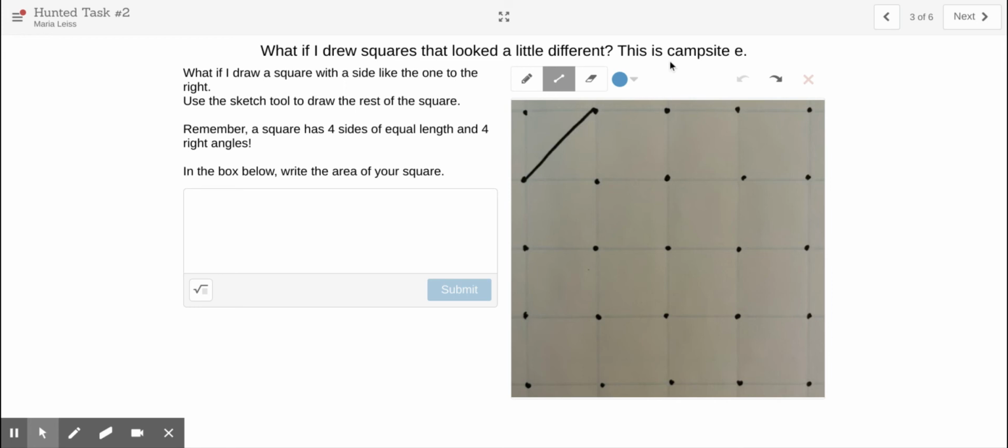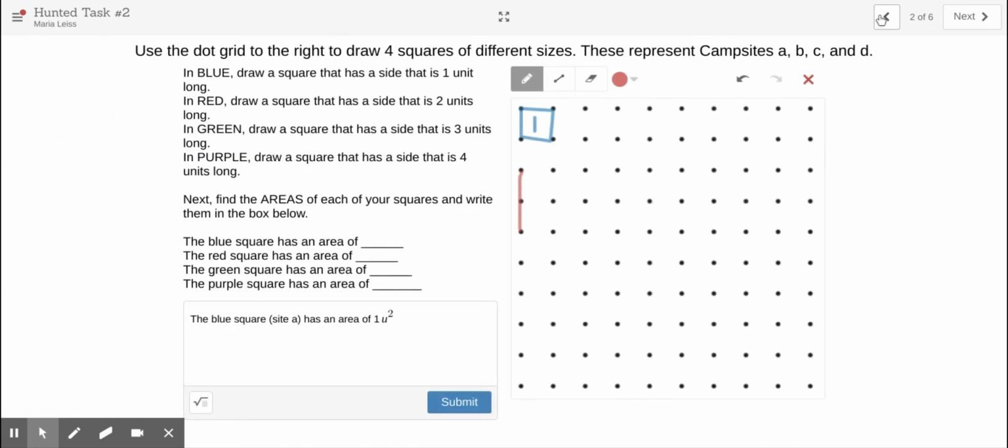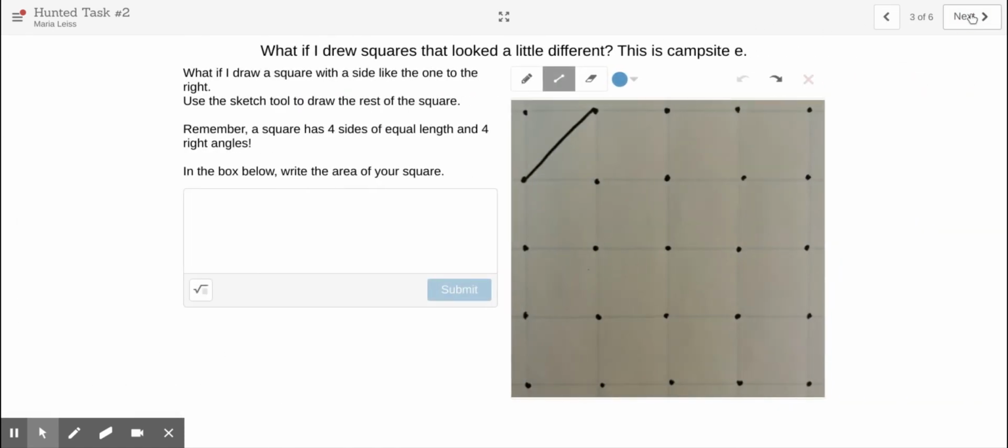Slide number 3 is talking about campsite E. Here's the thing about campsite E. We had to find 8 squares. Well, 4 of them are the easy ones. The next 4 get a little different because now they have to fit areas in around trees. So the next 4 have lines that are diagonal.